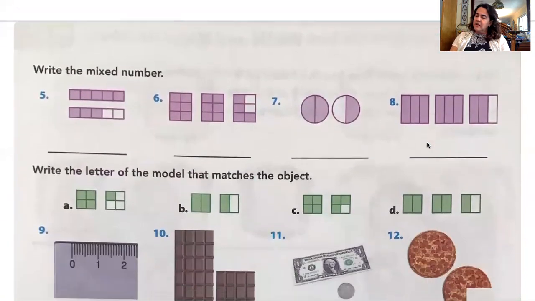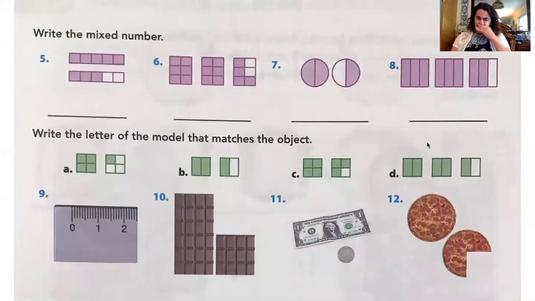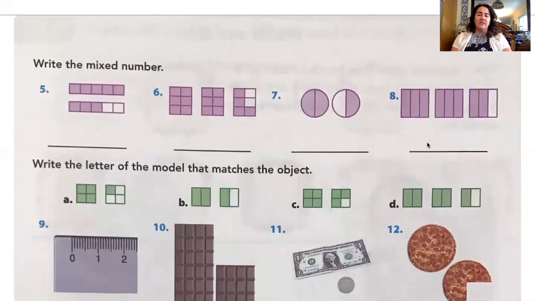And let's go ahead and turn your paper over. You're going to write the mixed number. Now we just did 3 of them on the other side together. I want you to try these ones as best you can. Now remember, a mixed number is a whole number with a fraction. Okay, so we'll do number 5 together. You'll do 6, 7, and 8 on your own.